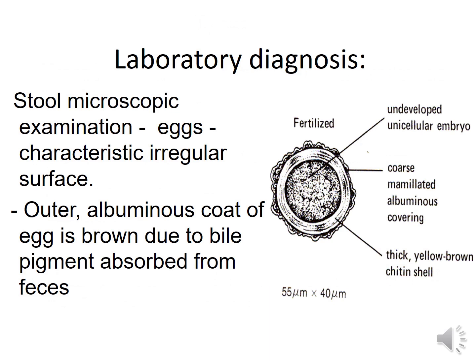Now come to diagnosis. In the lab, you can do stool microscopic examination, where you look for the eggs of Ascaris, which characteristically have an irregular surface, and the outer coat is an albuminous coat with a brown color. So this brown color is due to the bile pigment absorbed from the feces.